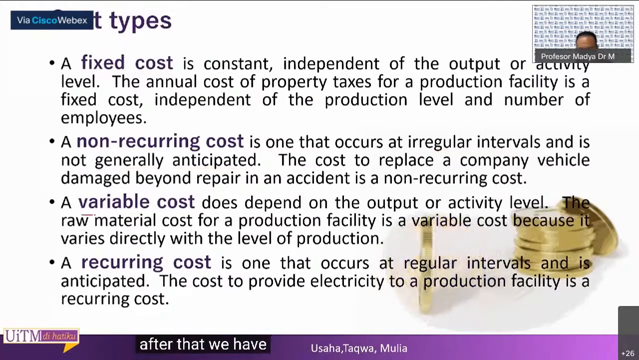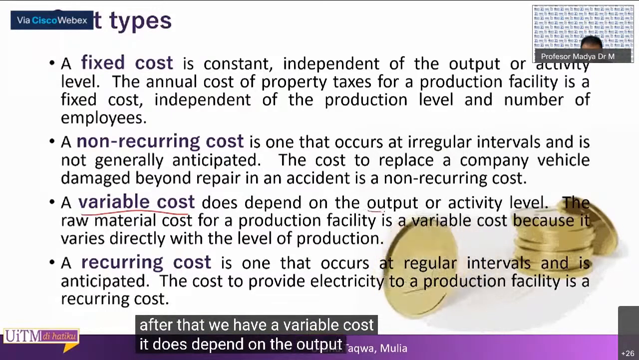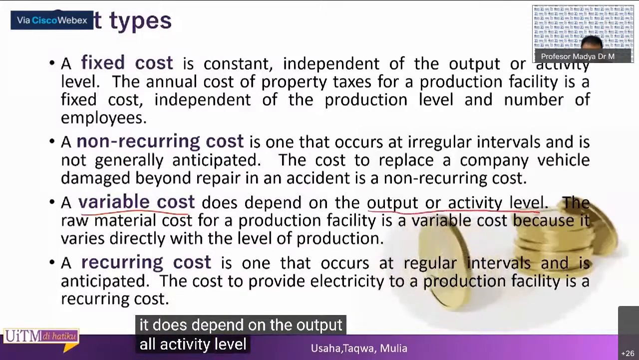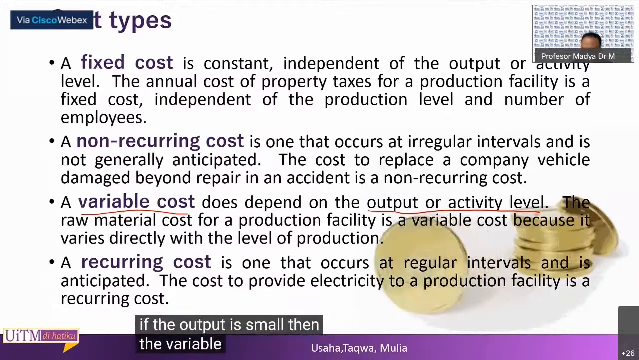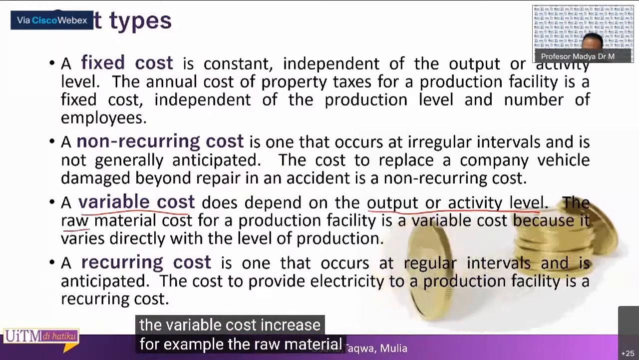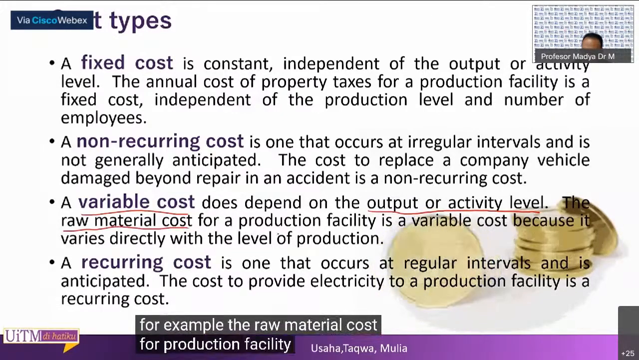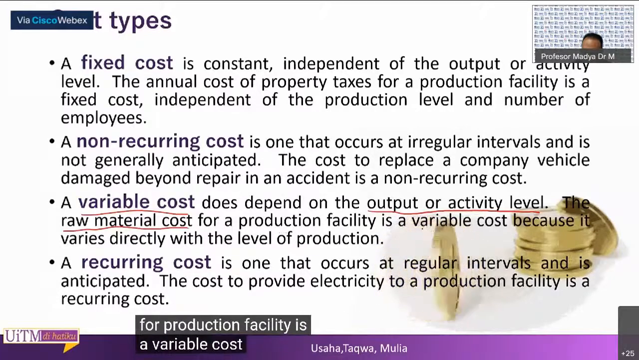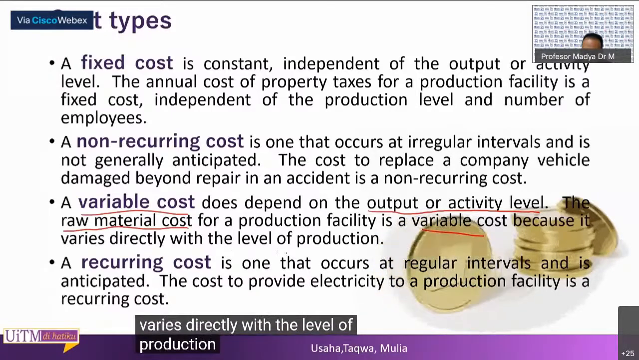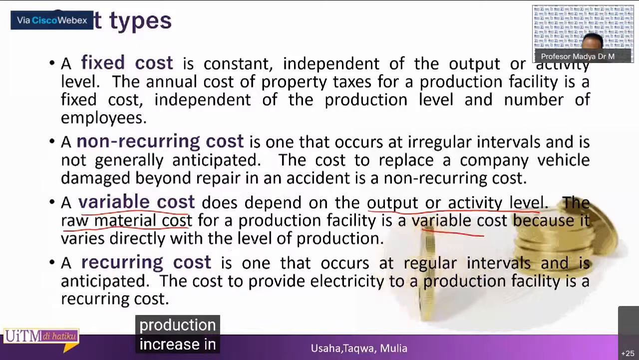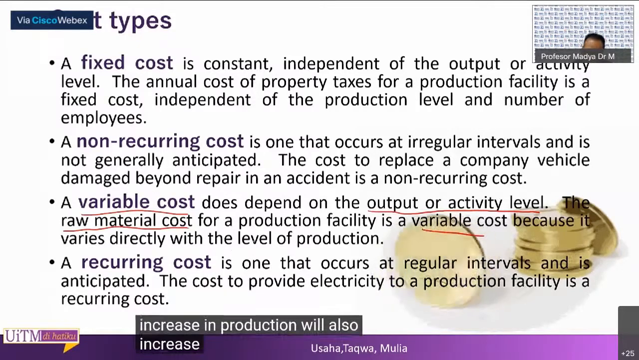After that, we have a variable cost. It does depend on the output or activity level. It means that if the output is more, then the variable cost increases. For example, the raw material cost for a production facility is a variable cost because it varies directly with the level of production. An increase in production will also increase raw material cost.